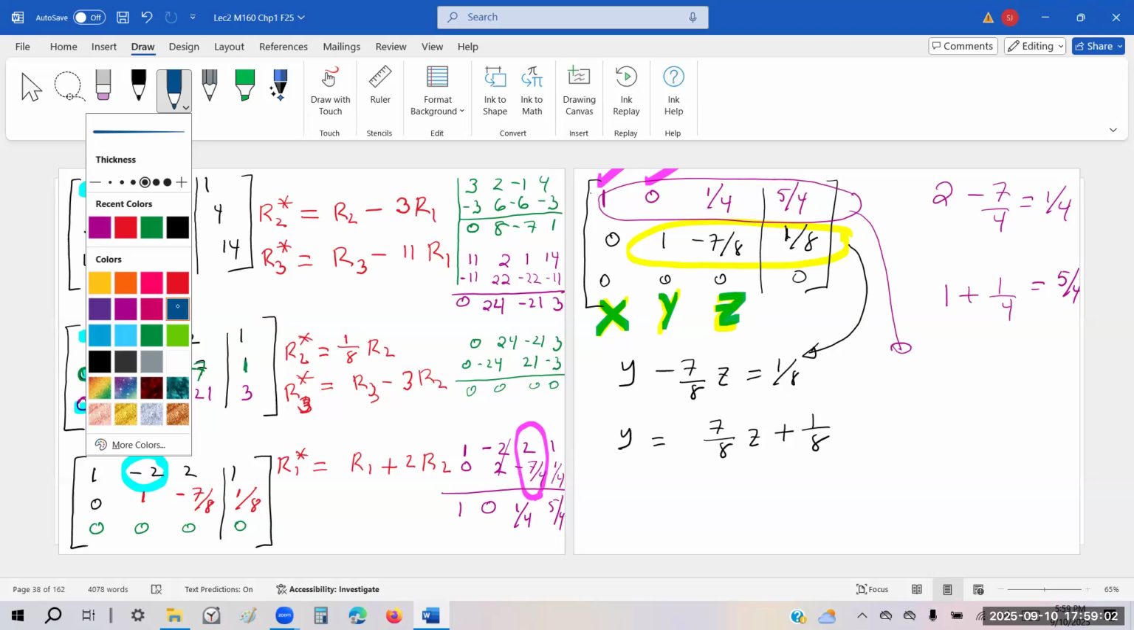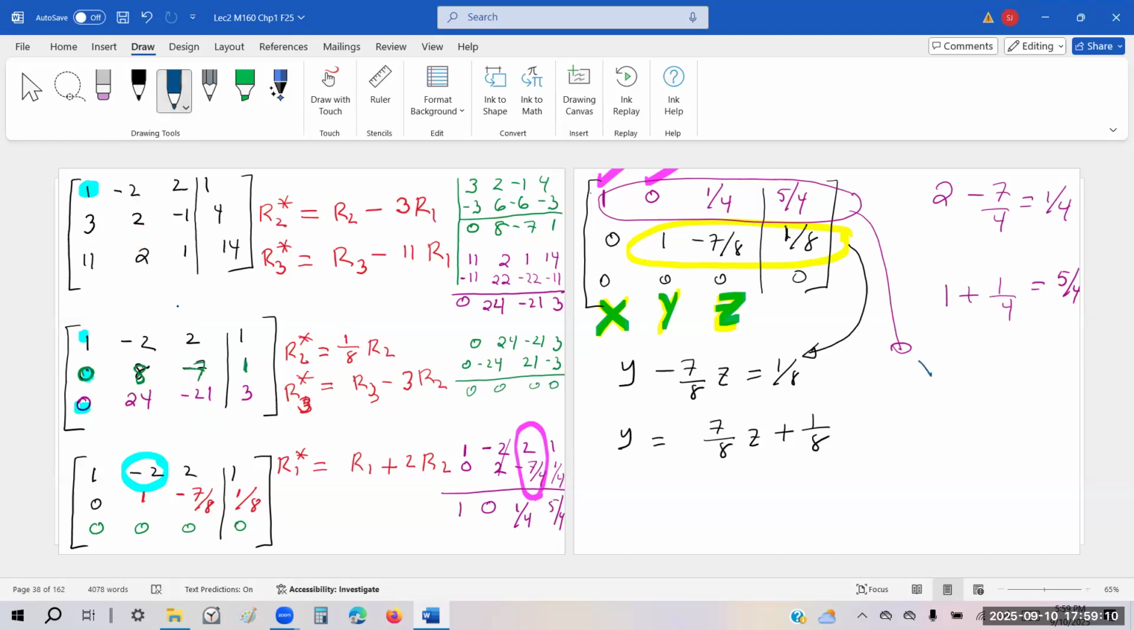So what information do we get from the first line? What do we have now? X plus 1/4 times z equals 5/4. So what can we solve from this equation? Which variable? X, because X is single. So we get X equals negative 1/4 z plus 5/4.